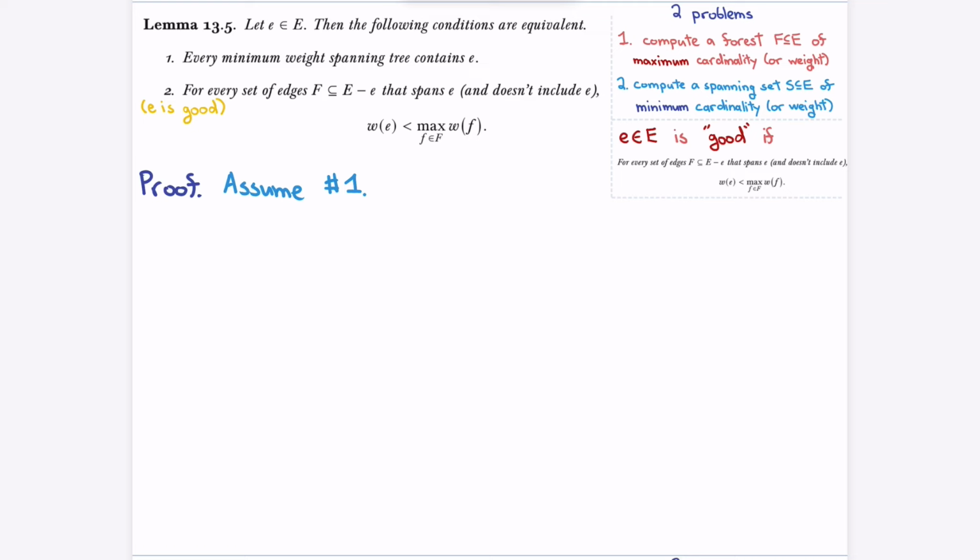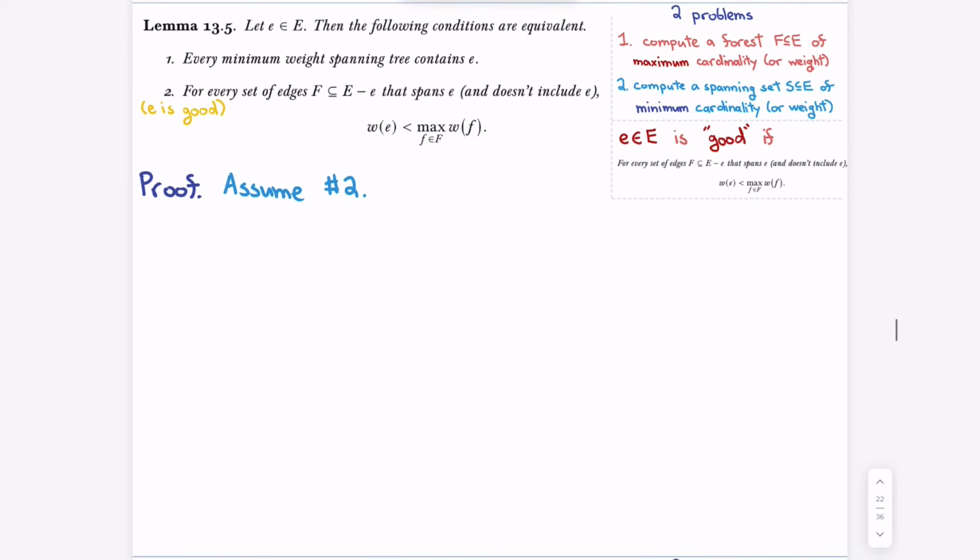Okay. One sec. Is that correct? Is that the right direction? I'm just trying. You might be doing direction 2. I think you were okay. We can do direction 2. So let's assume that E is good, and now let's try to show that every minimum weight spanning tree contains E, and then let's assume by contradiction that there's a minimum weight spanning tree that doesn't contain E.